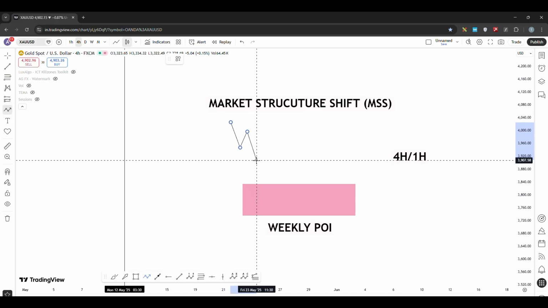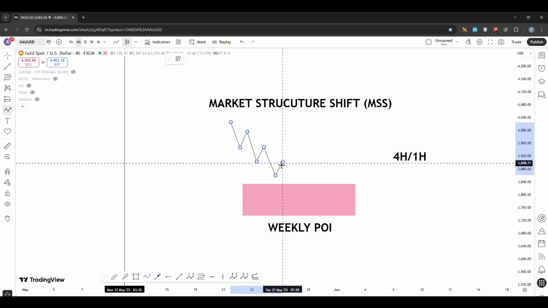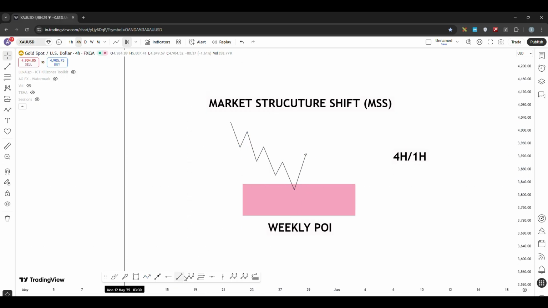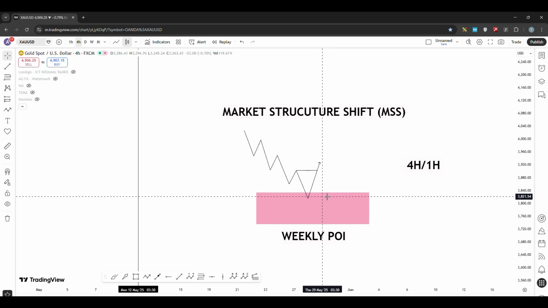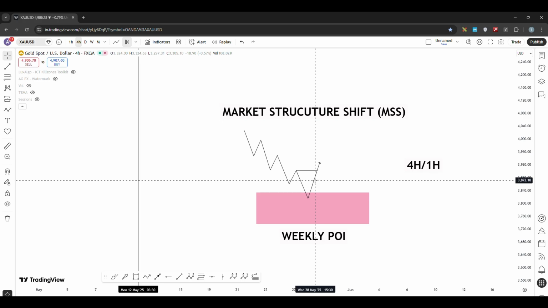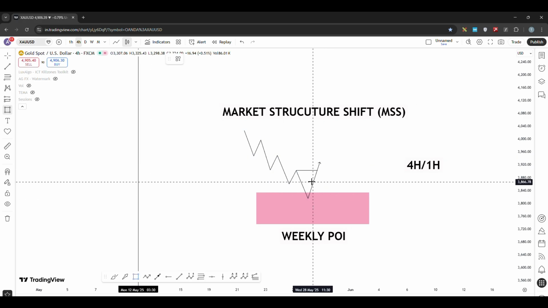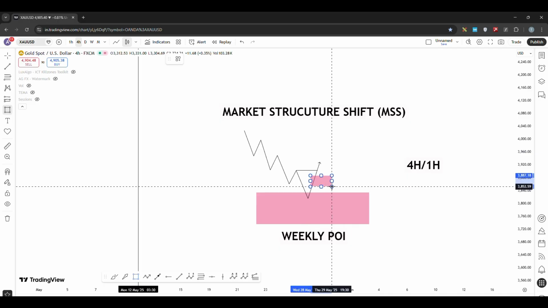Let's say market is dropping like this, market taps our weekly POI and market pushes higher, market breaks the last high. This is what we call market structure shift. That means the structure of the market has shifted from bearish to bullish, and this is what we want to see. And remember, whenever this happens, it must give us fair value gap.